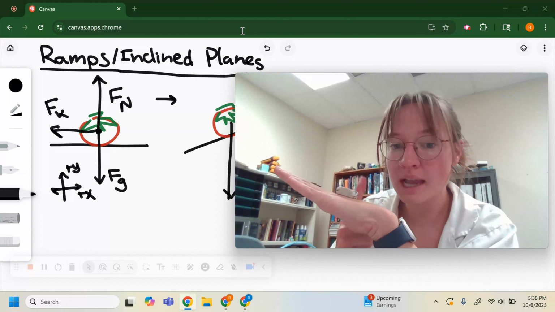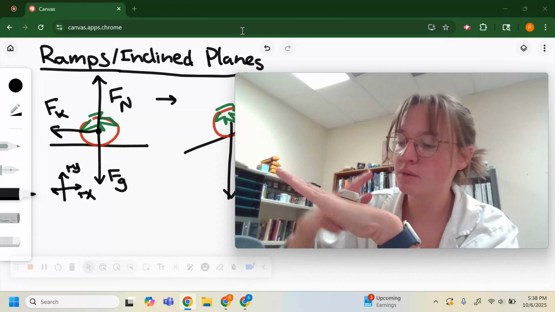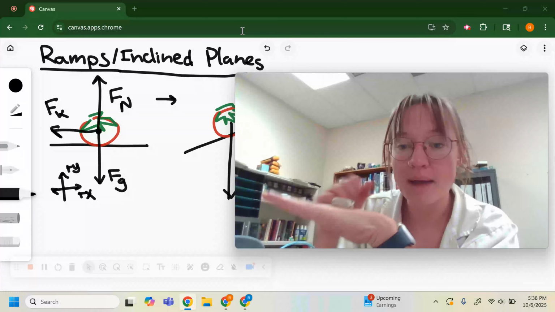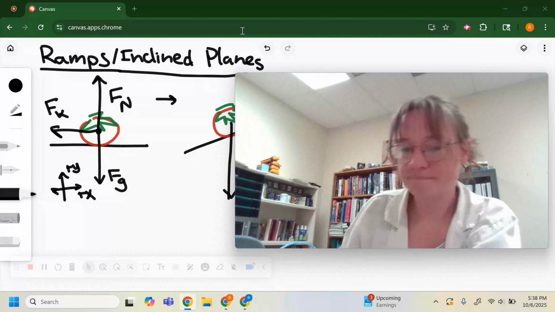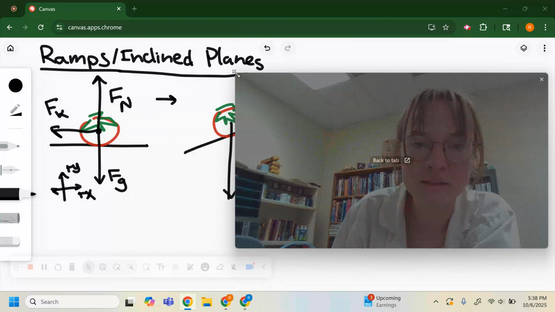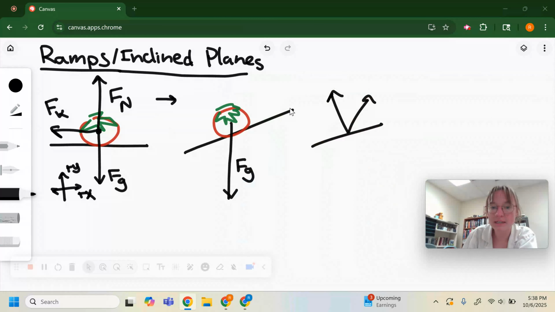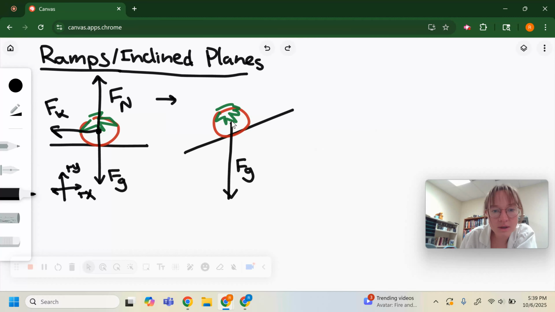So the ramp will create a force that is perpendicular to the surface of the ramp. Right now, my ramp is shoving the tomato up at an angle like this. So when we draw the normal force, we draw it perpendicular to the ramp. Let me go ahead and erase these. Okay. So our normal force will go up perpendicular to the ramp like this. And there's my normal force. And lastly, let me label it.